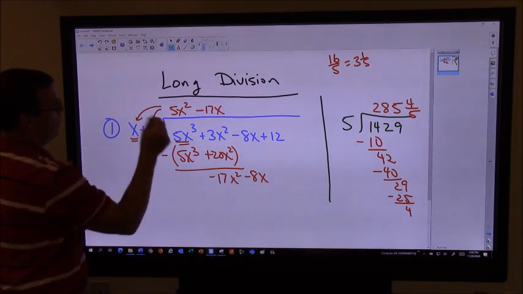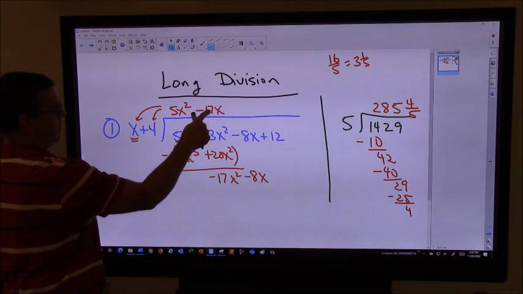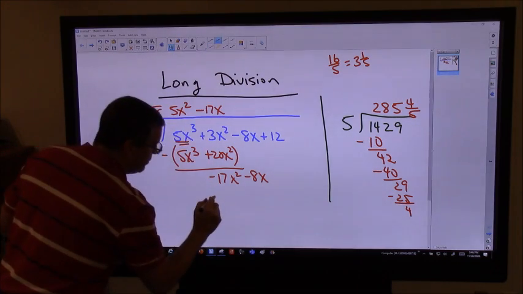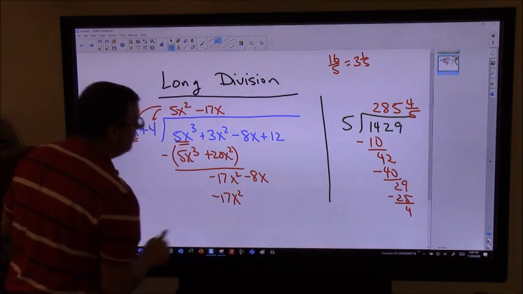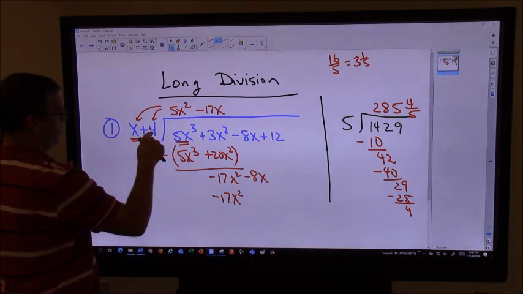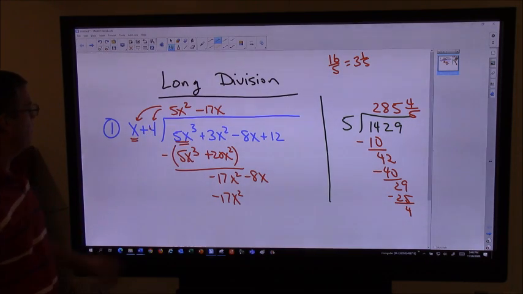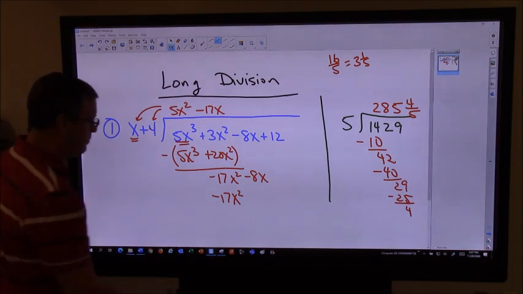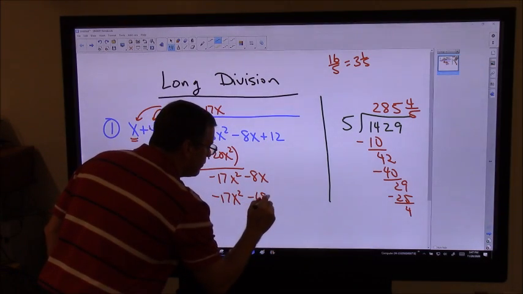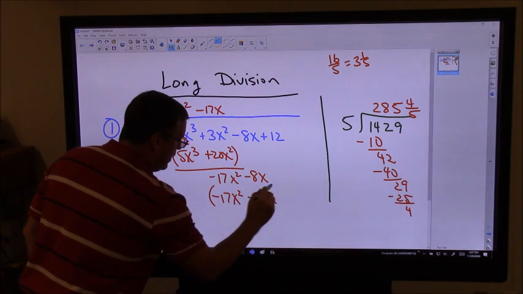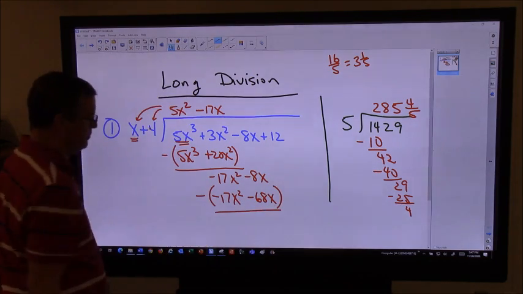All right, so now I need to multiply back. So a negative 17x times x, that's a negative 17x squared. Take it times this term. So 4 times 17, what is that? 40 plus 28, negative 68x. And then I need to subtract that.